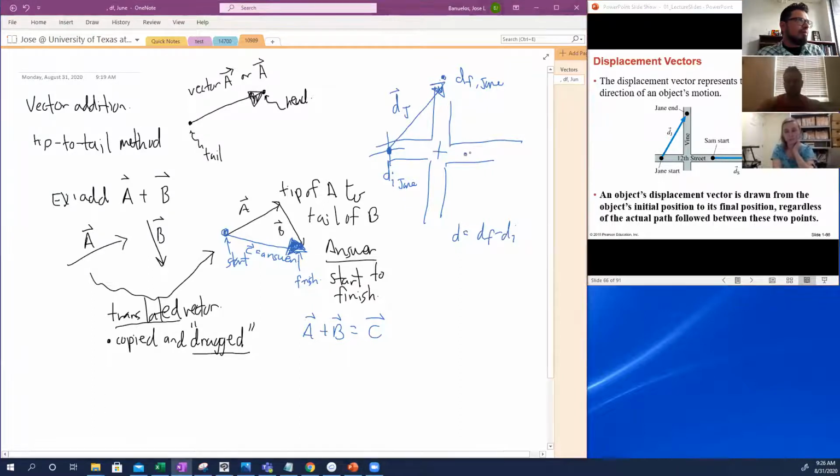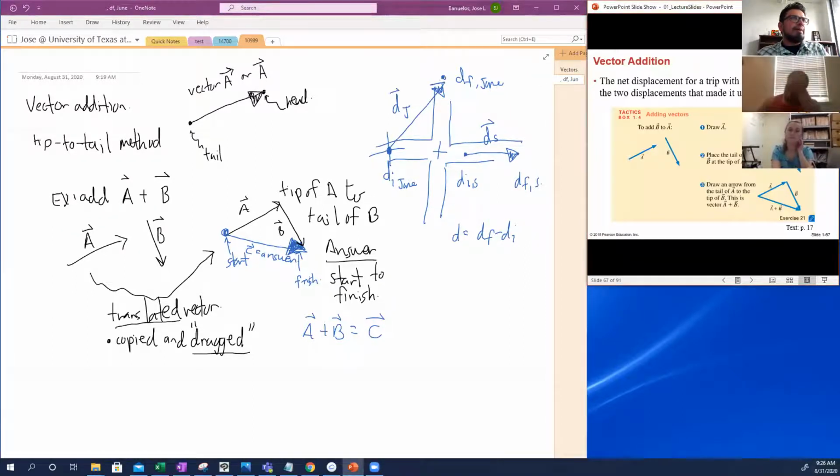But the main point is that wherever you start off, so in this case, if we're looking at Sam, we have the initial position of Sam, the final position of Sam. Well, the displacement is just the arrow that connects the initial to the final point. So this would be the displacement of Sam, and we put a little arrow to remind us that it's a vector.